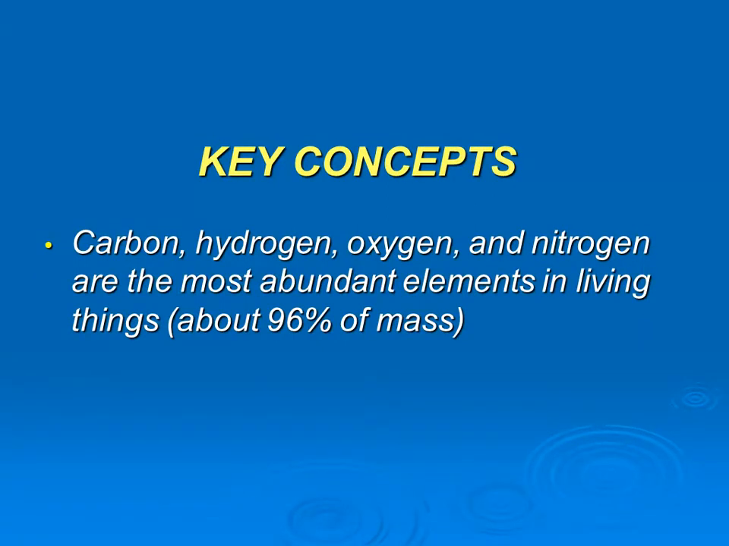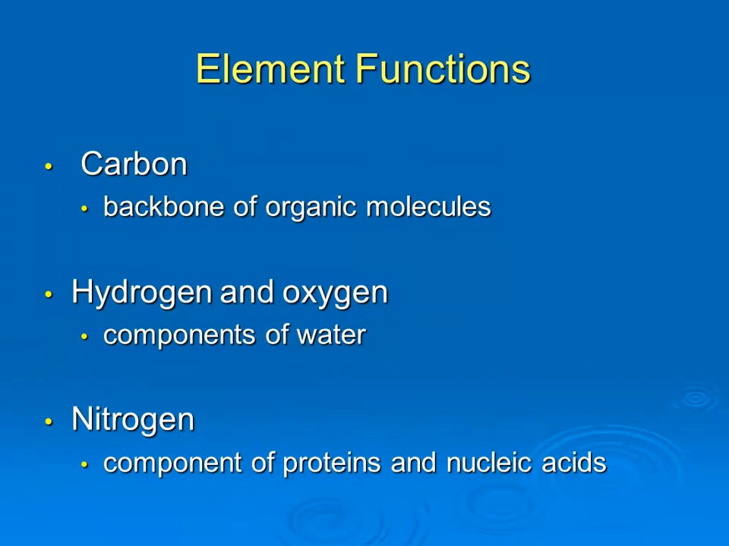One key concept that the book mentions here is important to note: 4 of these elements, carbon, hydrogen, oxygen, and nitrogen, are the most common or most abundant elements in living things. In fact, they estimate about 96% of all living things is composed of these 4 main elements. So let's look at a few of these. Carbon. Where are you going to find carbon? Carbon serves as the main backbone of organic molecules.